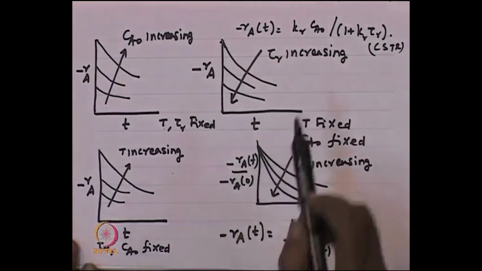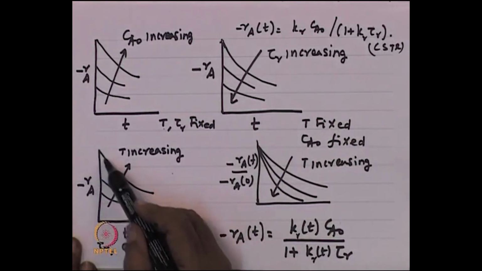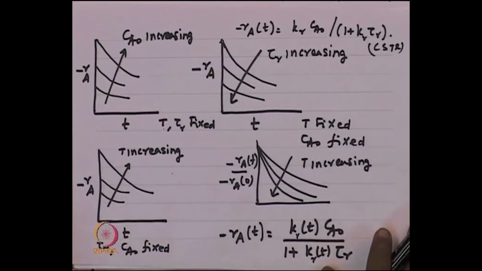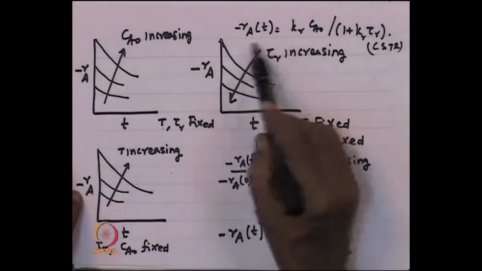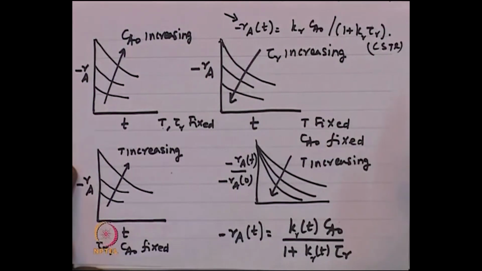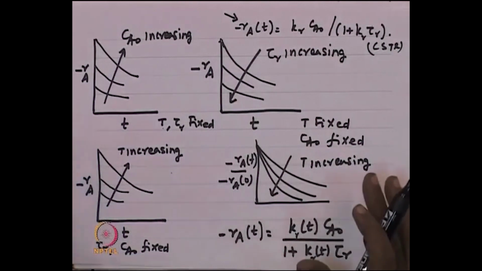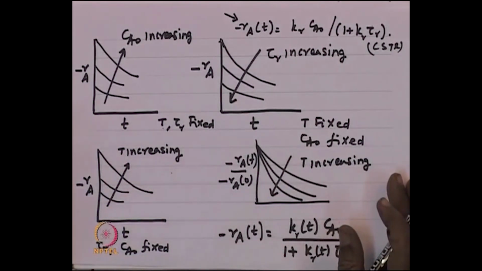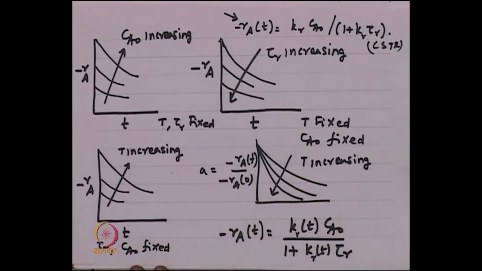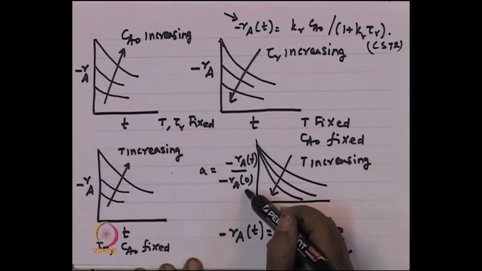Similarly, when temperature is increased, we will see behavior like this: at high temperature it will be like this, at lower temperature it will be like this. So, what we are trying to say is that if we have a first order reaction, we can measure R_A as a function of time and plot these to understand how the reaction rate is changing with time. Once we do that, we can measure what is called activity. What is activity? It is the reaction rate at any time divided by the reaction rate at 0 time.